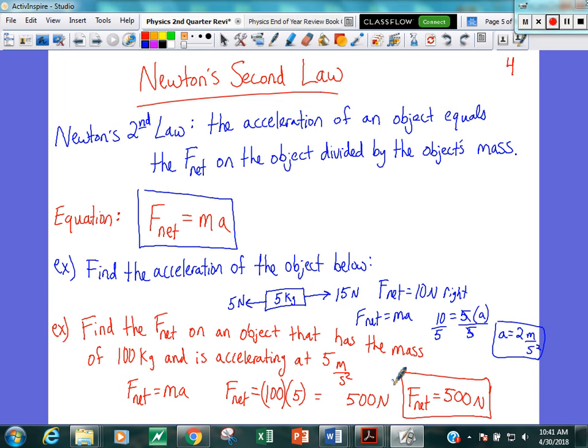All right, guys, that's Newton's second law. Hopefully that comes back into your memory and you understand it. If you're still writing, please hit pause on the video. Once you're done, we'll move on to page 5.